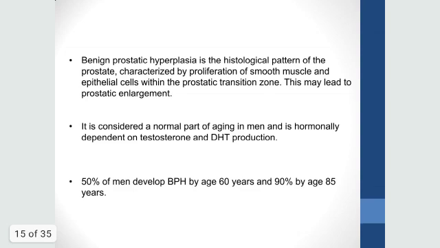benign prostatic hyperplasia is a histological pattern of the prostate characterized by proliferation of smooth muscles and epithelial cells within the prostatic transition zone. This may lead to prostatic enlargement. It is considered a normal part of aging in men and is hormonally dependent on testosterone and DHT production. 50% of men develop BPH by age of 60 years and 90% by age of 85 years.